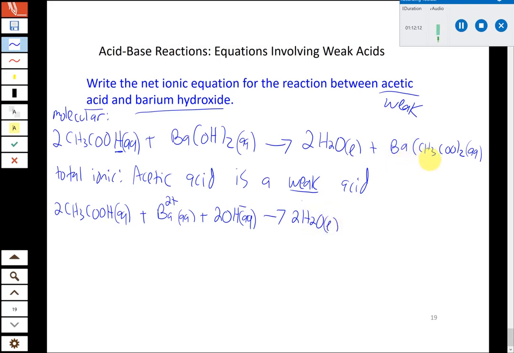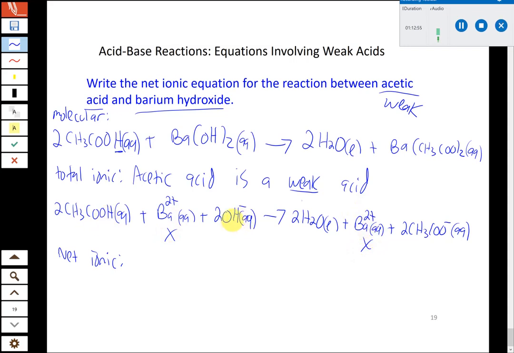And then our other product, which is the ionic compound, is soluble. So because it's a soluble ionic compound, this one we will split up into ions. Barium 2+, and then 2 acetates, 2 CH3COO- acetate, also AQ. So we only separate soluble ionic compounds or strong acids in these equations. This is a weak acid, so it does not get separated into its individual ions. And so then finally, to get to the net ionic equation, we have to figure out any spectator ions. And in this equation, there's only one spectator ion. It's only barium 2+ that appears on both sides of the equation as a dissolved ion.